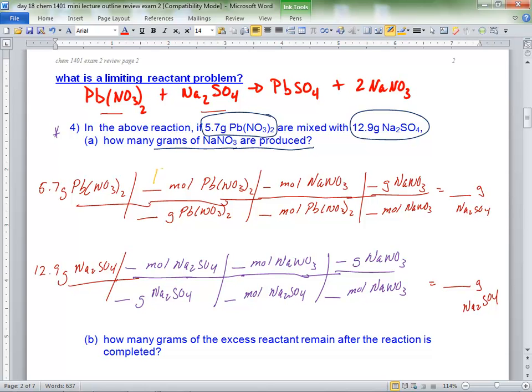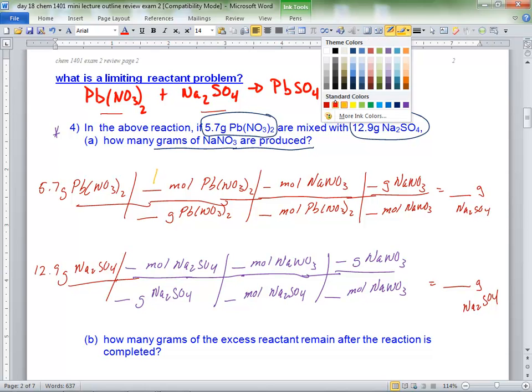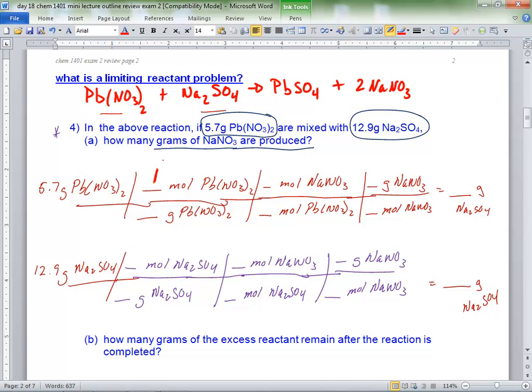Right? For one of these, 1 lead, 2 nitrogens, and 6 oxygens. There's probably 207.2 for lead, plus 2 nitrogens, 28, plus 6 oxygens, 6 times 16. Around 331, 331.2, depending on your rounding. So you should have somewhere around 331.2 or 331 as the molar mass of lead(II) nitrate.